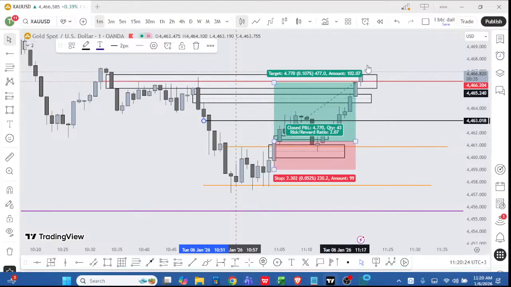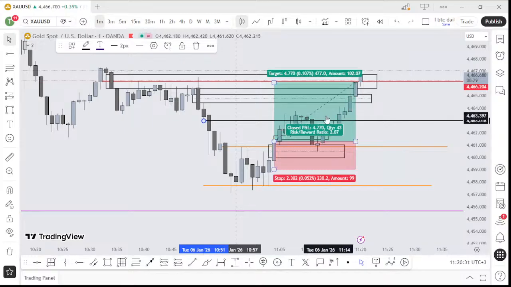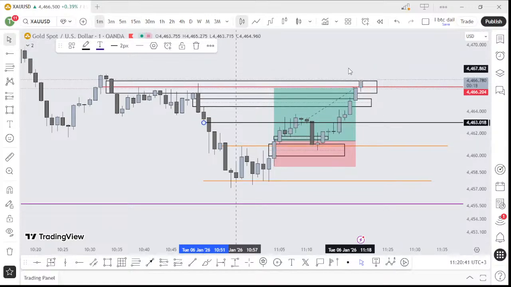Okay, guys, so the London session has given us 1 to 2 reward, and we are out of the market. Perfect entry. It was a very good trade. Sorry for the noise, but this is beautiful, man.